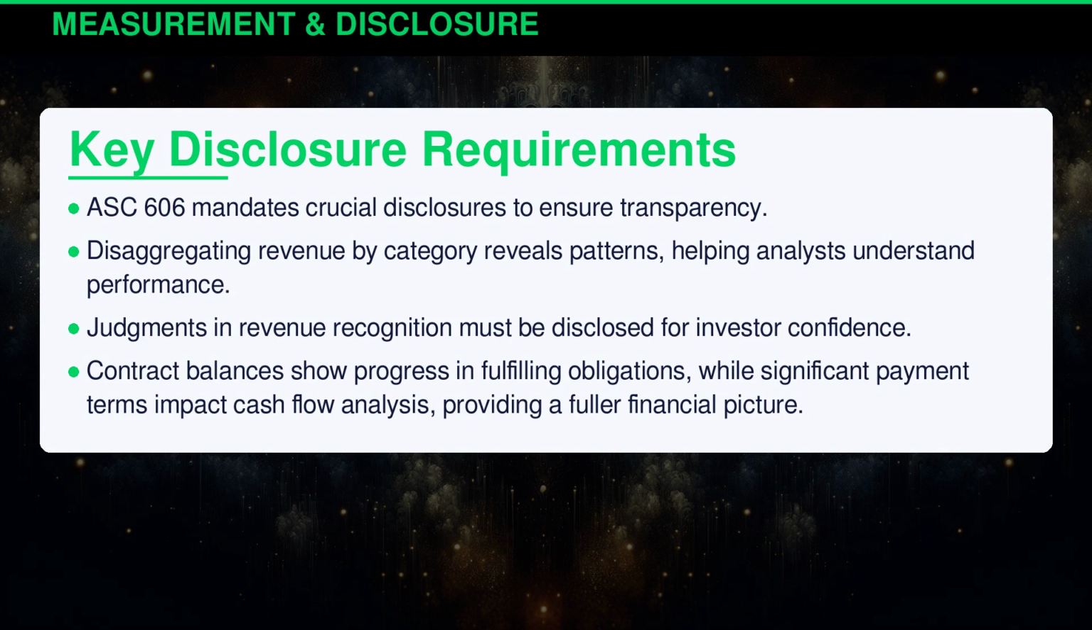ASC 606 mandates crucial disclosures to ensure transparency. Disaggregating revenue by category reveals patterns, helping analysts understand performance. Judgments in revenue recognition must be disclosed for investor confidence. Contract balances show progress in fulfilling obligations, while significant payment terms impact cash flow analysis, providing a fuller financial picture.